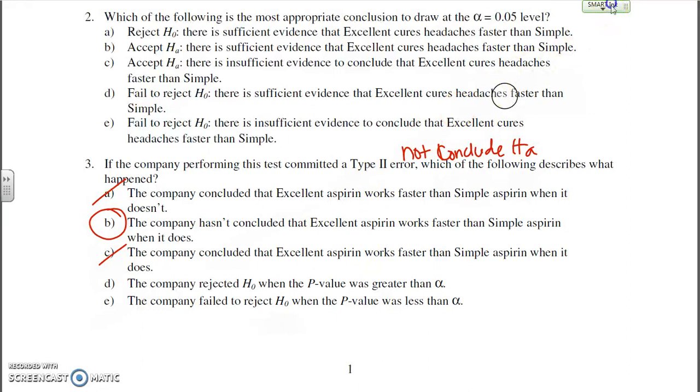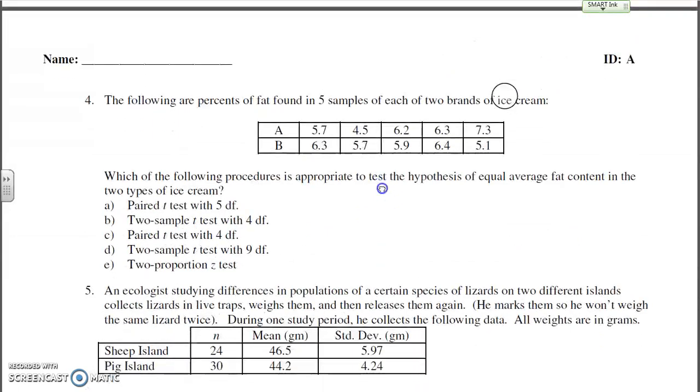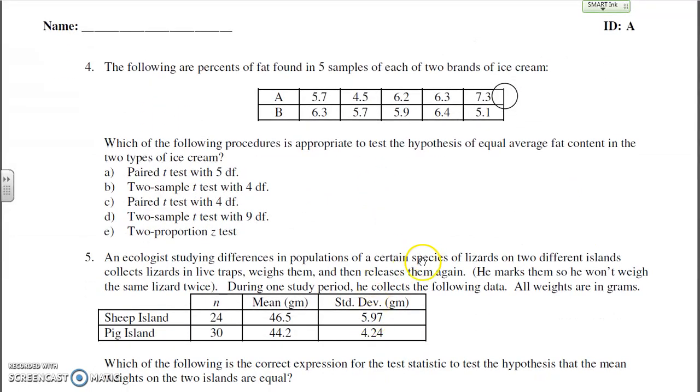All right, so let me clear this out now and scroll on to the next page. The following are percents of fat found in 5 samples of each of the 2 brands of ice cream. Which of the following procedures is an appropriate test to test the hypothesis of equal average fat content in the 2 types of ice creams? Now, they're trying to confuse you here. We've got a paired t-test, which is the same thing as a matched pairs t-test, or a matched pairs test that we did last chapter, and they say that twice with the degrees of freedom of 5 or 4.